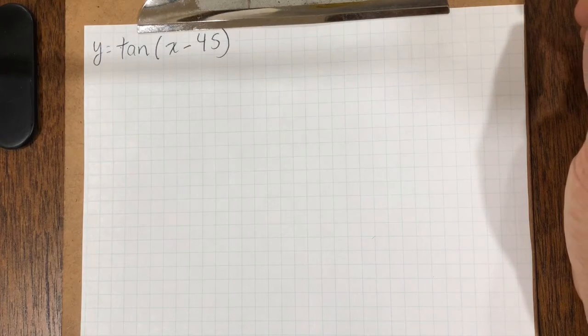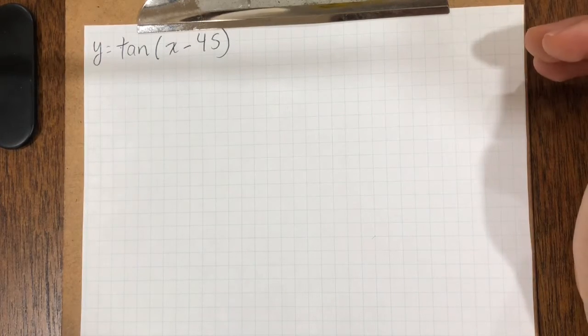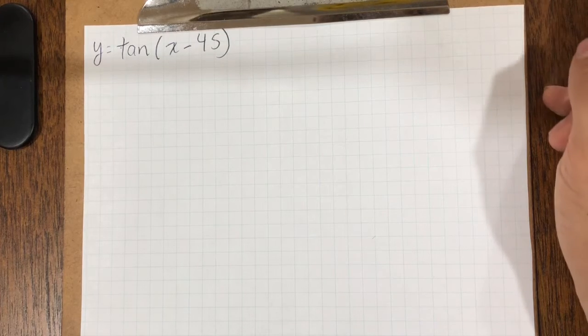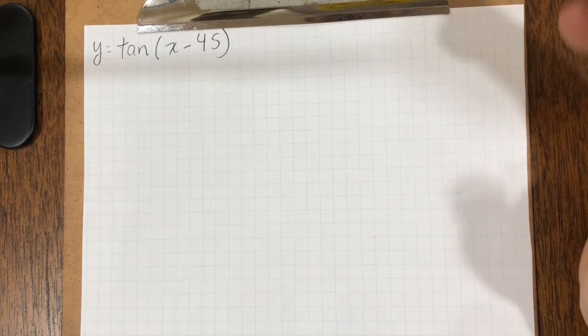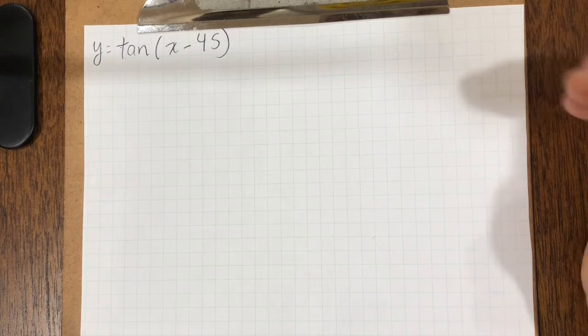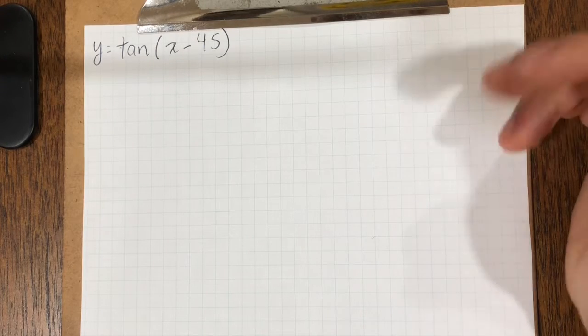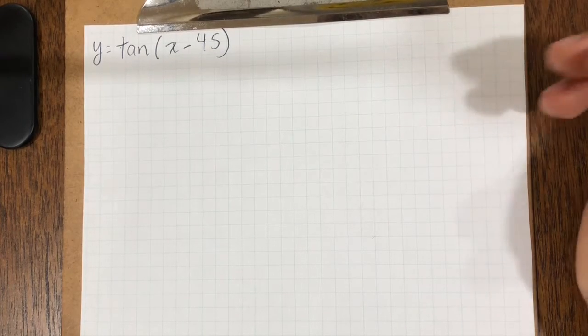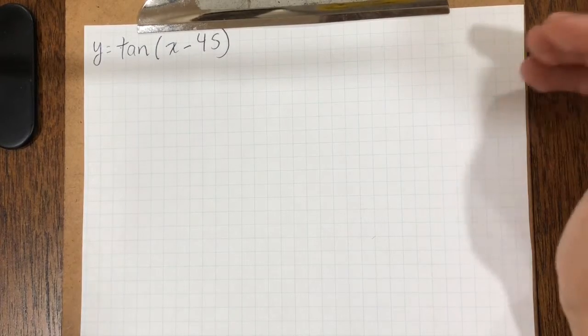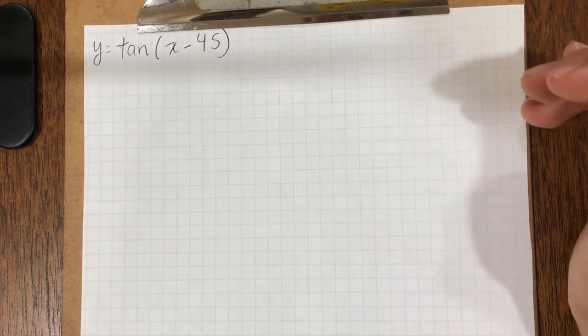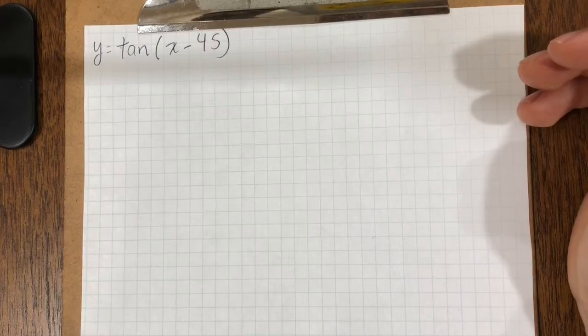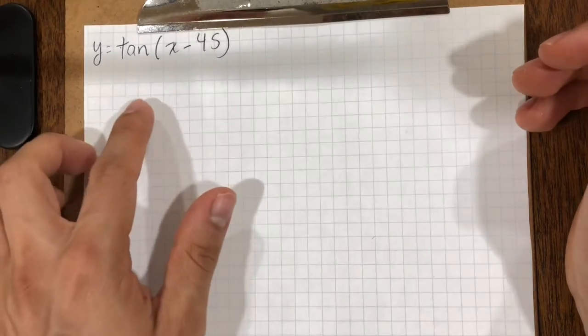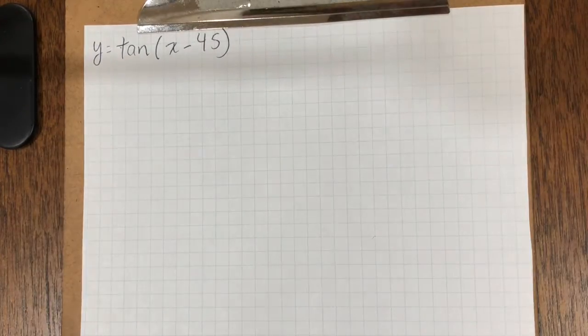In this video, we're going to take a look at graphing transformations, and we're going to look at two kinds of transformations for a tangent function. We're going to look at a phase shift, which is known as the horizontal shift, and the vertical shift. All right, we're going to get started with the first example, where we have y equals tan of x minus 45.